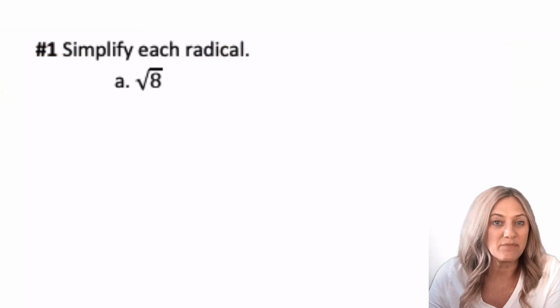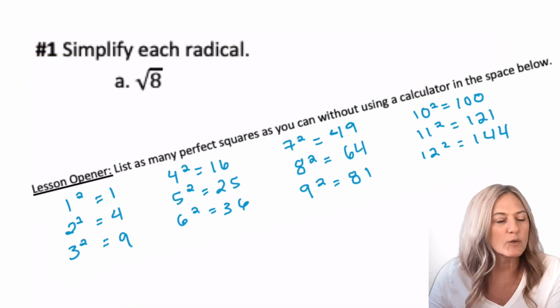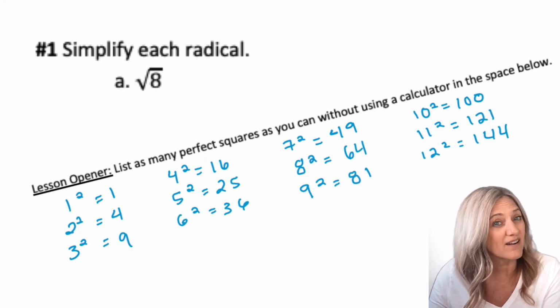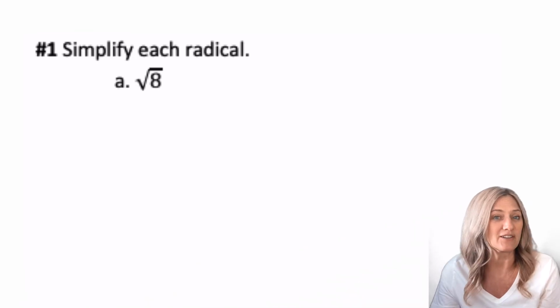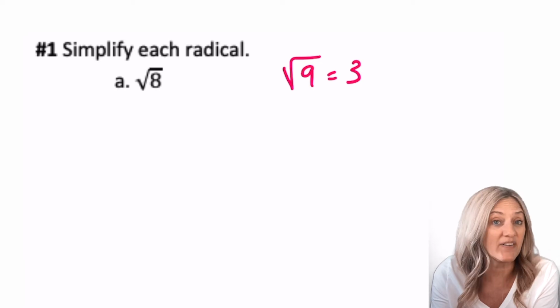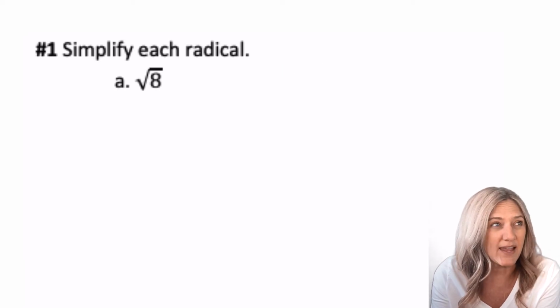Let's pull this together now. Think back to perfect squares. The reason we wanted you to look at those is when I take the square root of a perfect square, I get back that original factor. For example, square root of 9 is 3. So now let's simplify square root of 8.